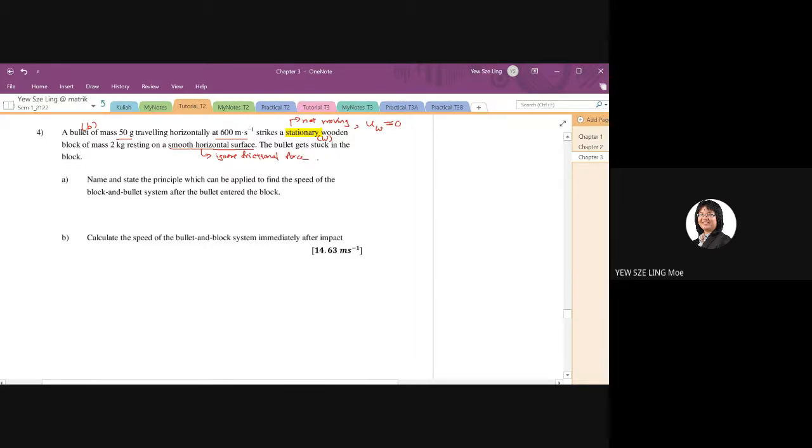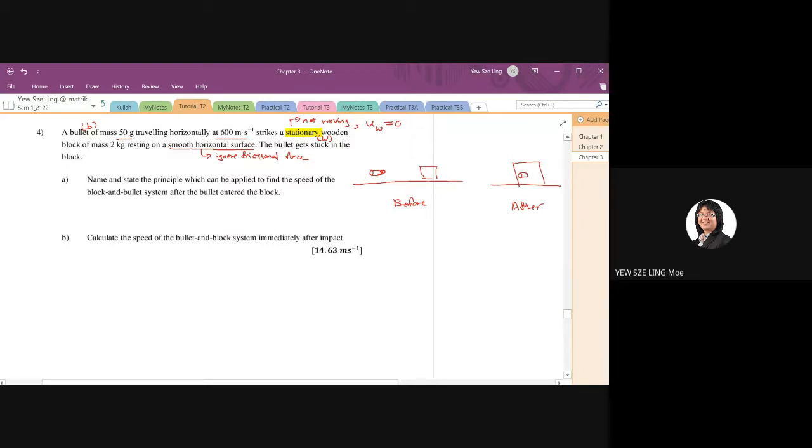So that means there's no energy loss due to friction. The bullet gets stuck in the block. So what happened here is you have a bullet, and this bullet moves towards a wooden block. This is the initial situation, before collision. After collision, you still have this wooden block, but the bullet is inside it.